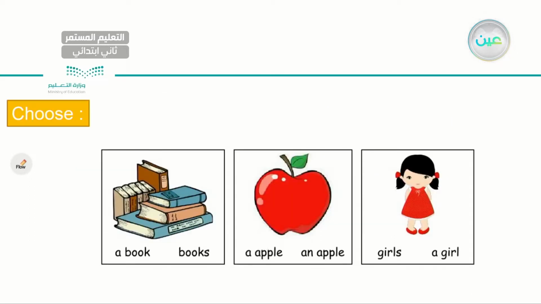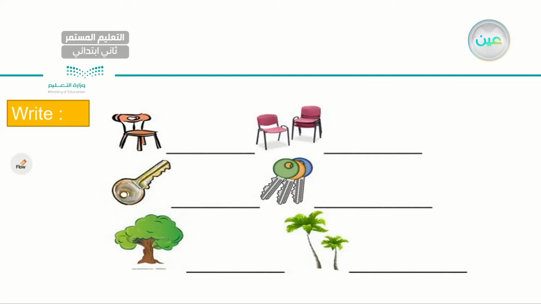Now, let's go ahead and choose again. A book or books? What do you think? The answer is books. A apple or an apple? What do you think? Because it's starting with a vowel, I must go with an apple. Very good. Girls or a girl? The answer is a girl. Very good. A girl.